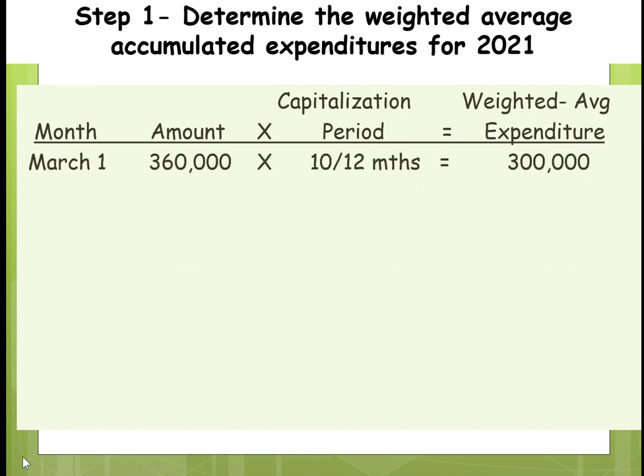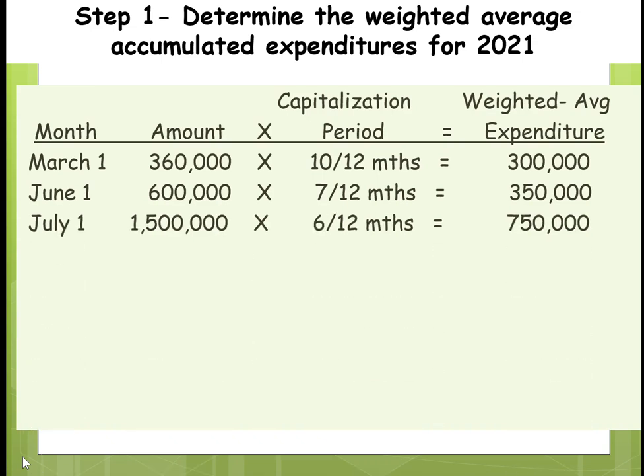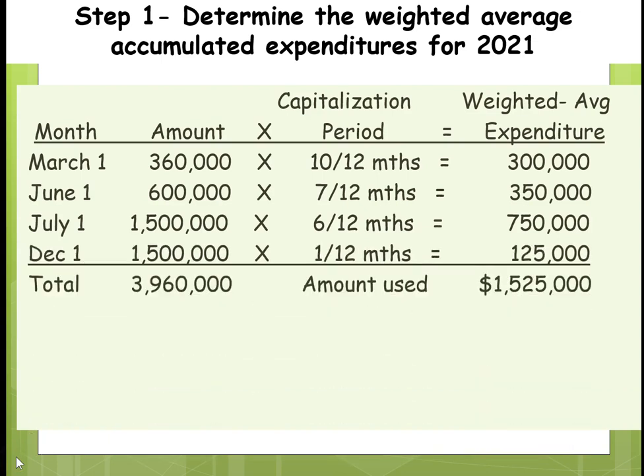So the way we do that is we take the amount times the number of months left in the year. So if it's March 1st, we've got 10 months, and we're going to take that and divide by 12. Then June 1st, we have $600,000 for 7/12. We have July 1st, we've got half a year of 1.5 million. And on December 1st, we've got, for 1 month, 1.5 million, which gives us a weighted average accumulated expenditures of 2021.